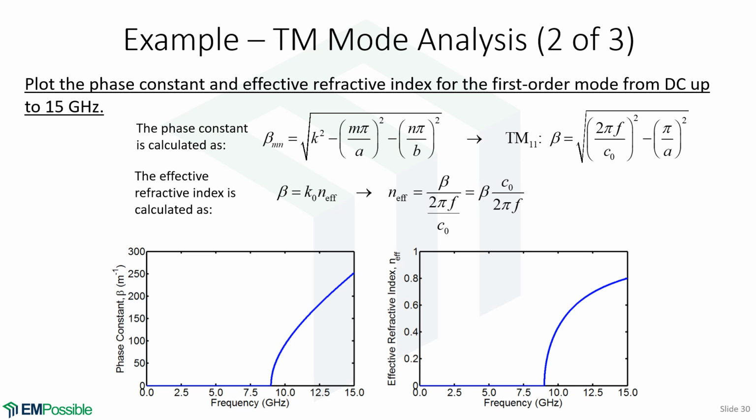Like before, let's plot the phase constant and the effective refractive index. And we're seeing similar things. Below the cutoff frequency, we don't even have a phase constant. It doesn't exist. It's actually imaginary. But right at 9 gigahertz, suddenly we have this phase constant. And the effective refractive index looks very similar. Notice it's also always less than 1. So our TM modes also appear to be traveling faster than the speed of light. I'll say it again. Does that bother anybody?